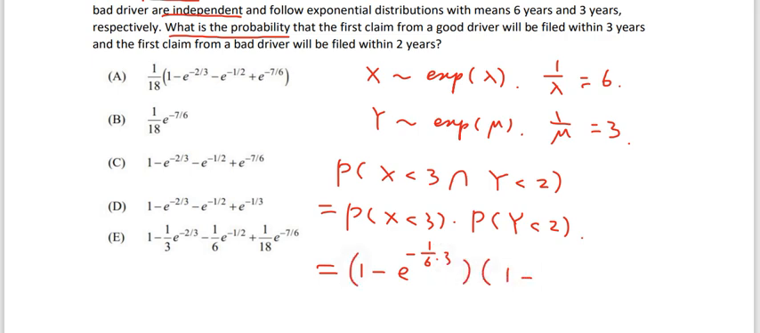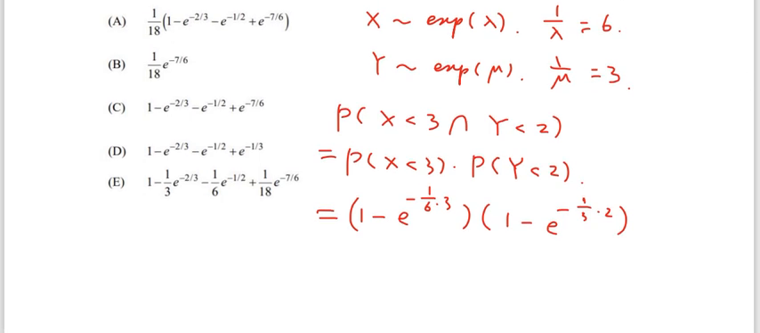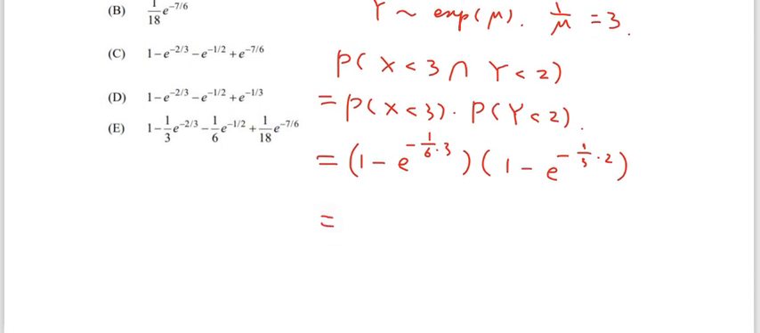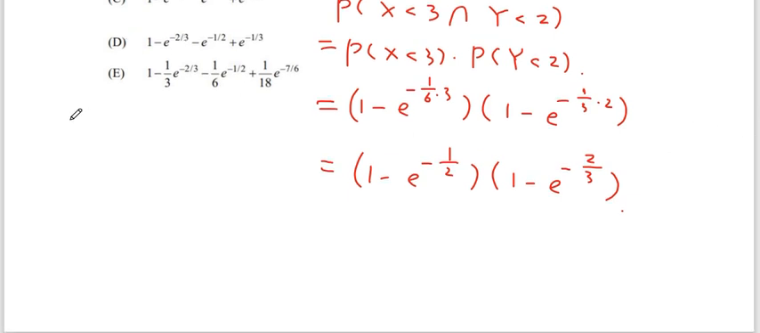And so here it is 1 minus e to the negative mu, where mu is 1 over 3, times 2. Okay, so this is just equal to 1 minus e to the negative half, times 1 minus e to the negative 2 over 3. So we can check what the answer is.